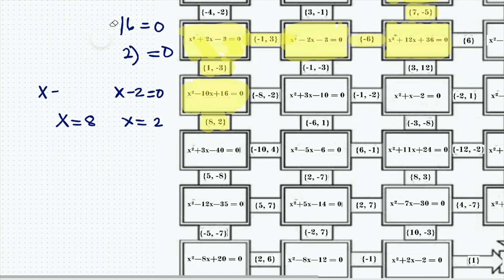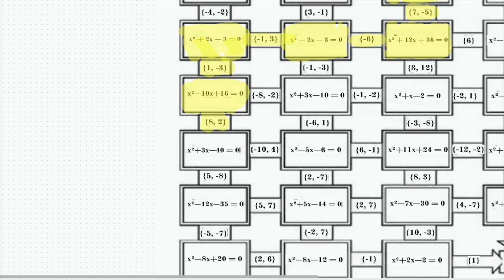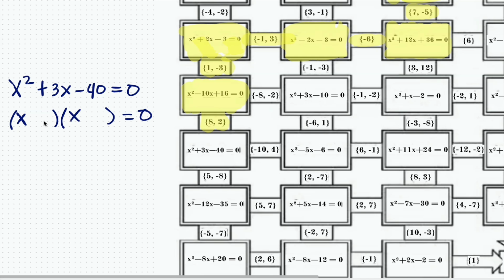So let me erase this one. We have x squared plus 3x minus 40 equals 0. So what are the two numbers? When you multiply, the answer is negative 40. When you add, the answer is positive 3. So let us use 8 and 5. This time, the sign of the middle term is positive, so we expect the 8 is positive and the other is negative. 8 times negative 5, the answer is negative 40. 8 plus negative 5, the answer is 3.